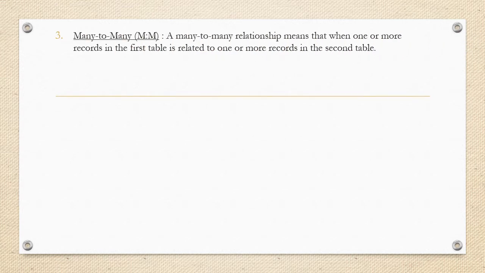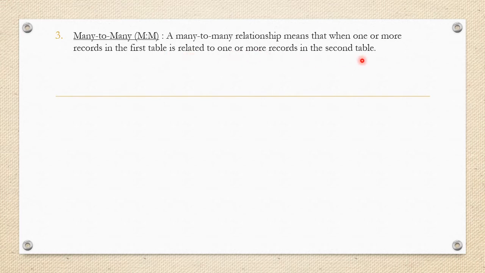Last type of relationship is many to many. So what is this many to many? Many to many, it can also be written as m:m, or also we can write, instead of m they can also write n:n. Then that time, by seeing it, you should come to know that it is many to many type of relationship. So a many to many relationship means that when one or more records in the first table is related to one or more records in the second table.